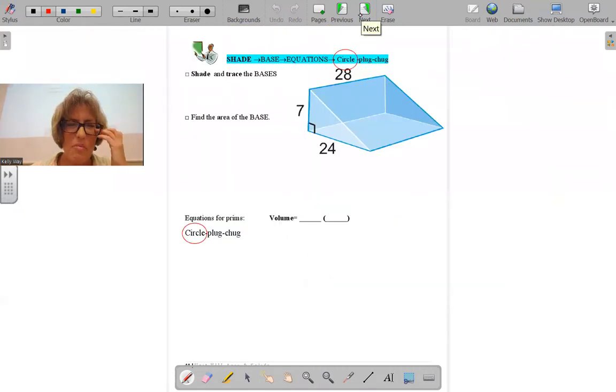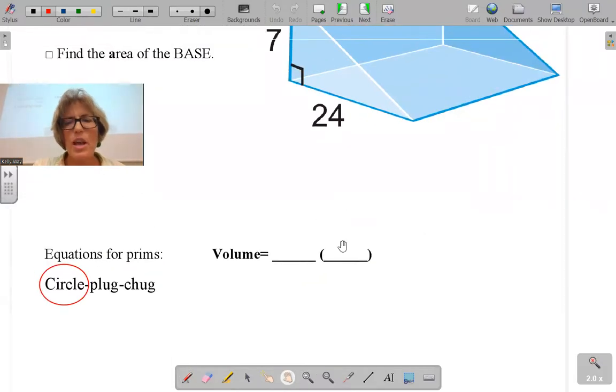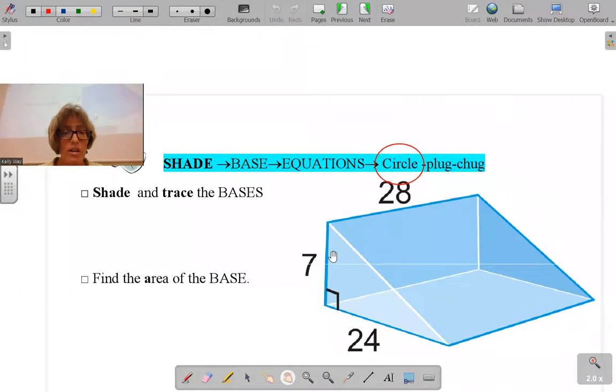We're going to walk through some problems together here. Step number 1 is to always identify shade, base, equations. Circle, plug, chug. Shade, base, equations. Circle, plug, chug. Shade the bases. That's the first step.